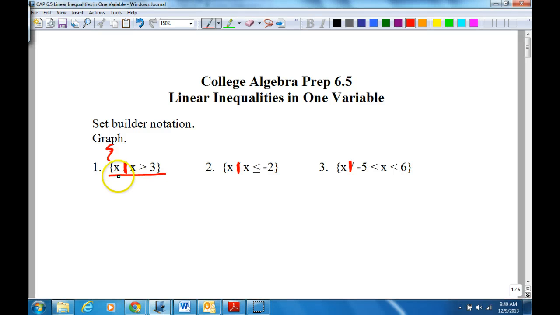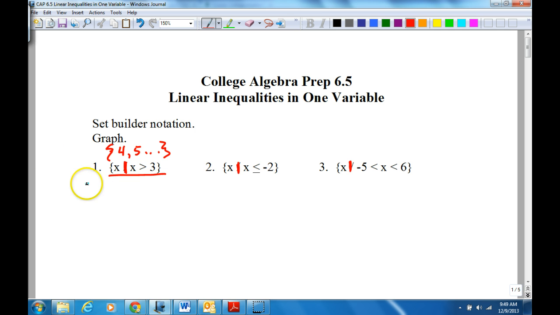Okay, so x such that x is greater than 3. What numbers could be in this? What are some ideas? Can 0 be in this? No. Can 3 be in this? No. So starting at 4, 5, and so on, right? How about 3.5? Yeah, 3.5 can also be in it, okay?